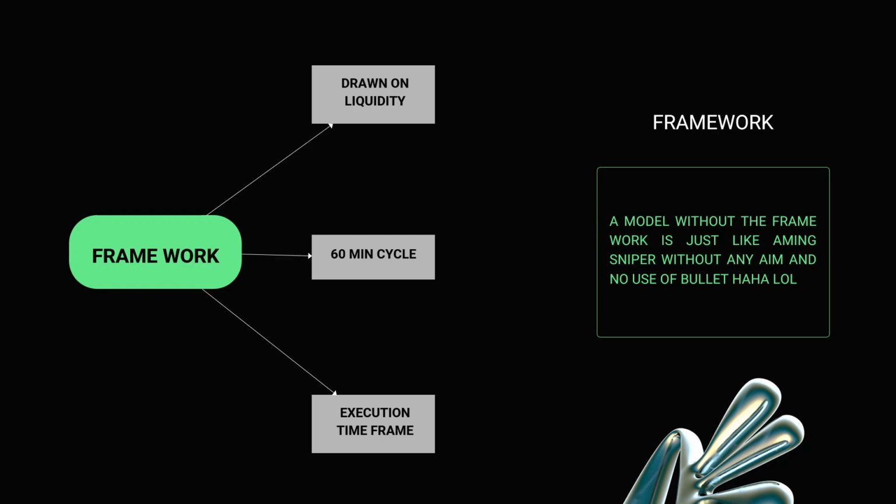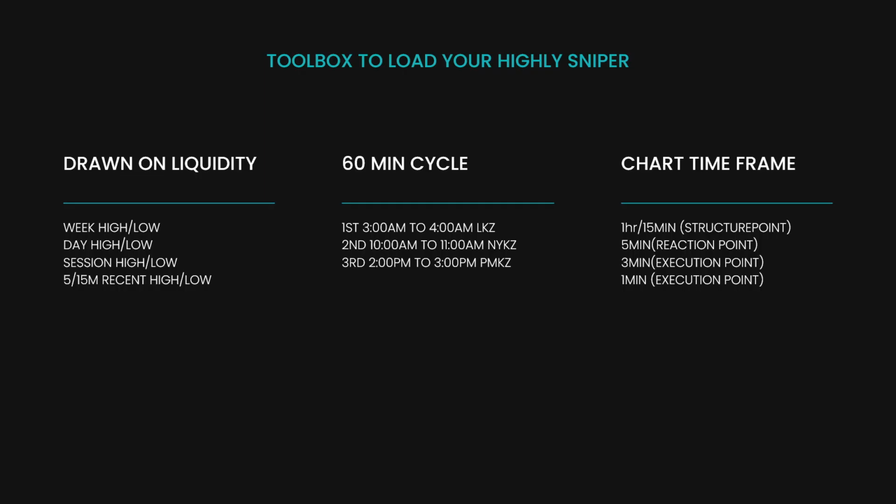So what is the framework? First, we have to know about the draw on liquidity. What is draw on liquidity? That means where most of the stop losses are resting. We will discuss more on the chart, but here we have to identify the draw on liquidity, and this framework consists of a 60-minute cycle. As it is a time-based model, we have to work in a particular 60 minutes of the day. And what is the execution time frame? As it is a scalping model, we have to select smaller time frames.